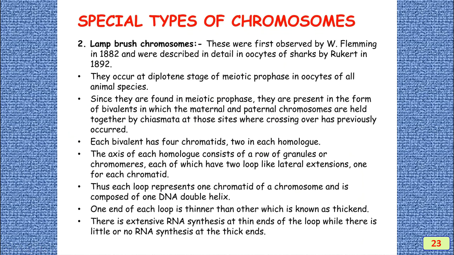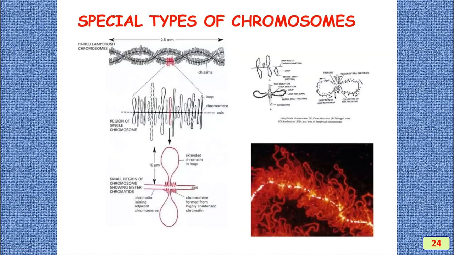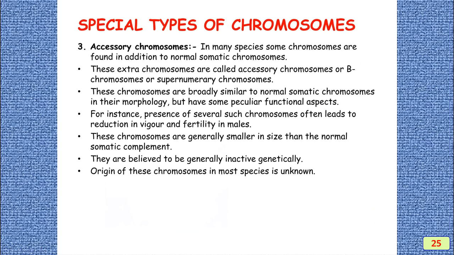Another special type of chromosome is called the lampbrush chromosome, and these were first observed by W. Fleming in 1882 and later described in detail in the oocytes of the shark fish by Rückert in 1892. So they are special types of chromosomes. When they are stained they look like this, and when an area is magnified, we can find the special type of chromosomes.